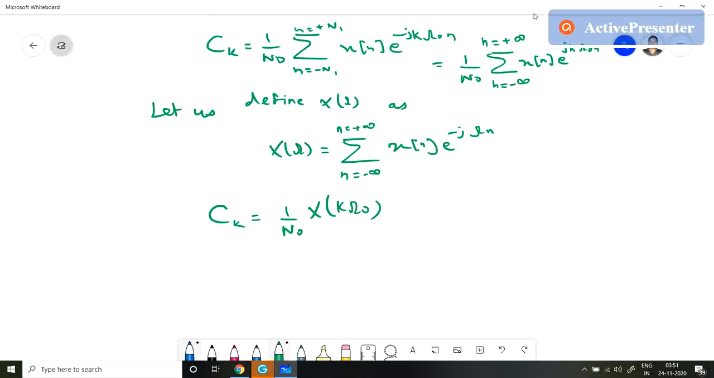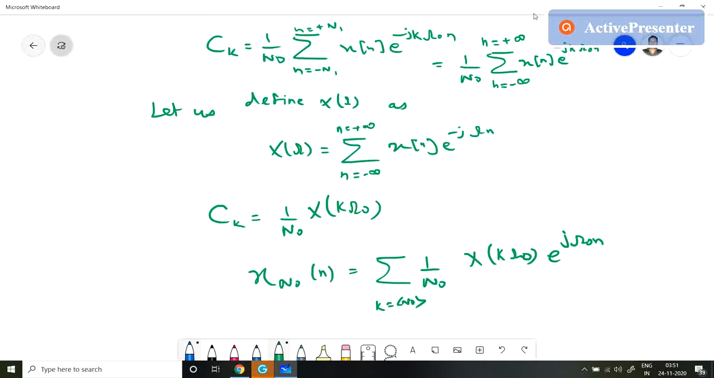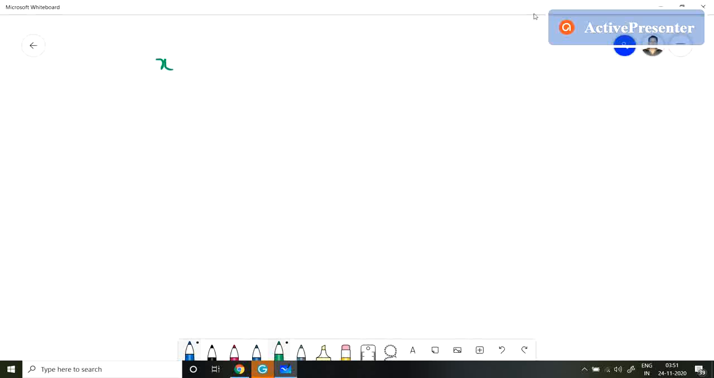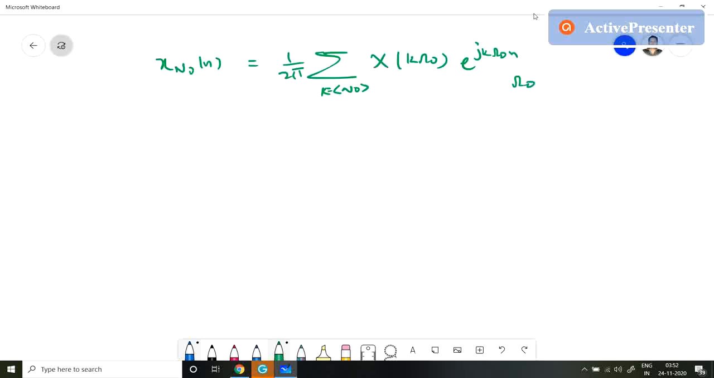Now what is happening here? If we find x tilde n naught n by using this expression, what will we get? We will get summation k over the range of n naught, 1 divided by n naught X of k omega naught e raised to the power j omega naught n. Finally, we are getting x tilde n naught n is equal to 1 divided by 2 pi summation k over the range of n naught X of k omega naught e raised to the power j k omega naught n into omega naught.